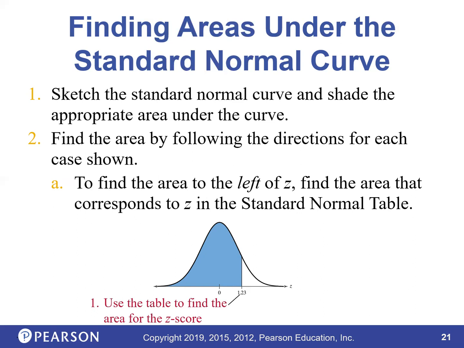0.8907. Can you guys round? Okay, awesome. 0.8907 is perfect. Okay, now let's change it up. You guys ready for this? Kind of important. I need to know the area that corresponds to the right of z.